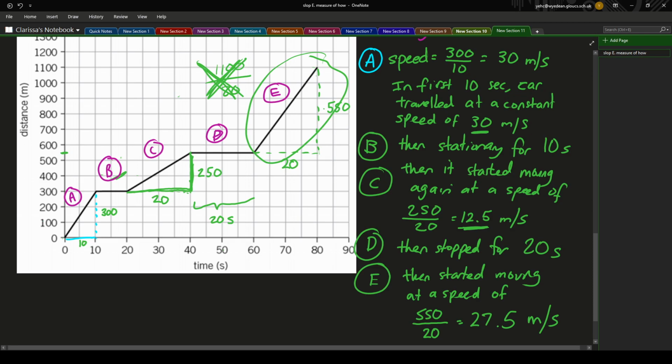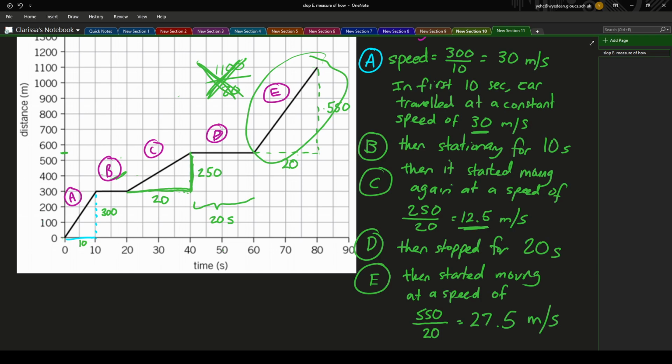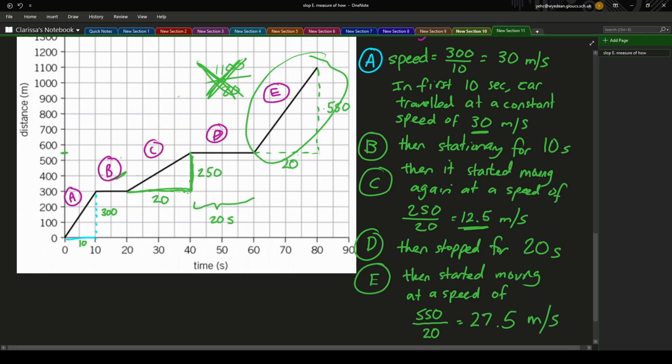I recommend drawing out these triangles, maybe at the start while you get used to this, in order to find that gradient. Find the change in y specifically and the change in x specifically, because you don't just want the number from the graph, you want the change in the number.